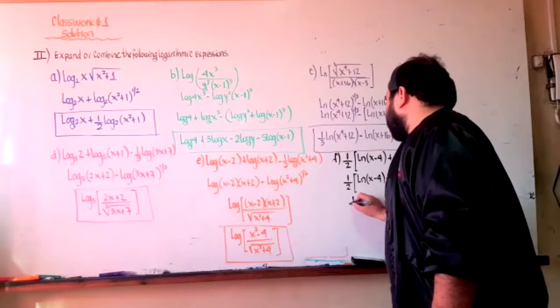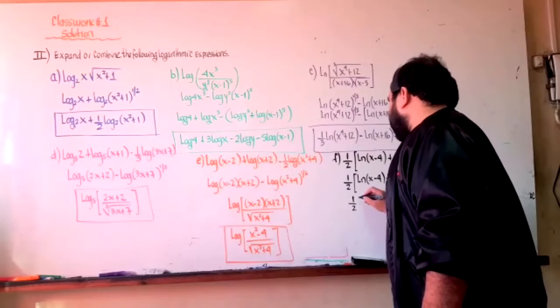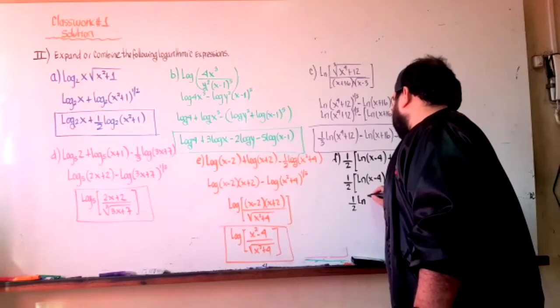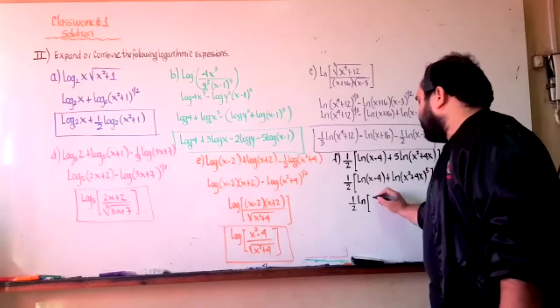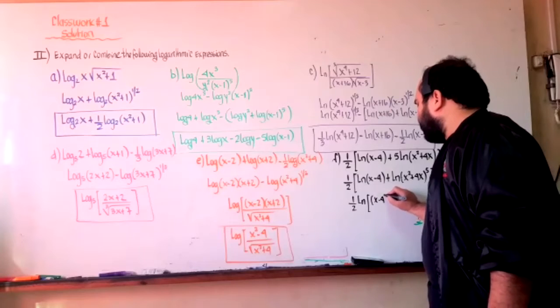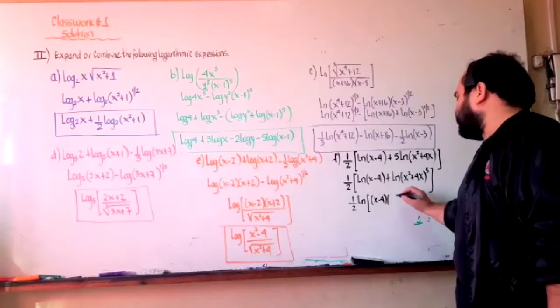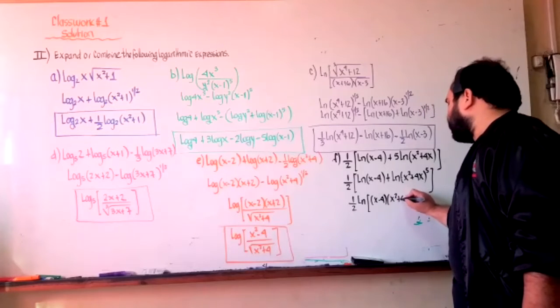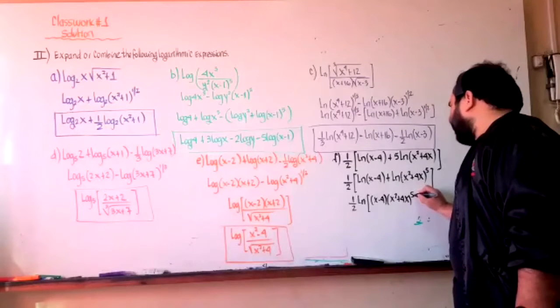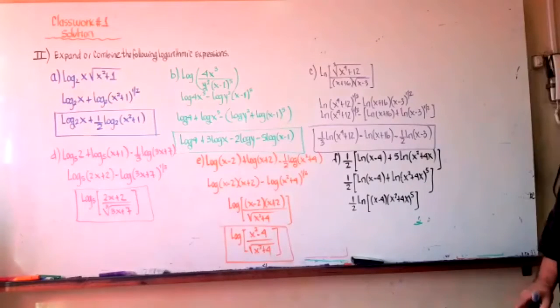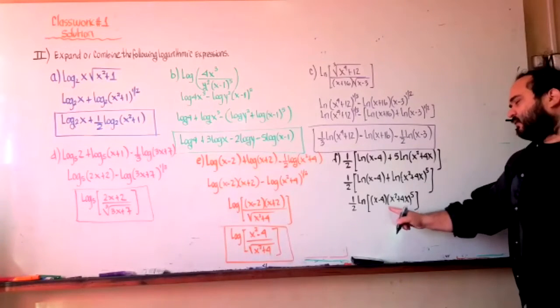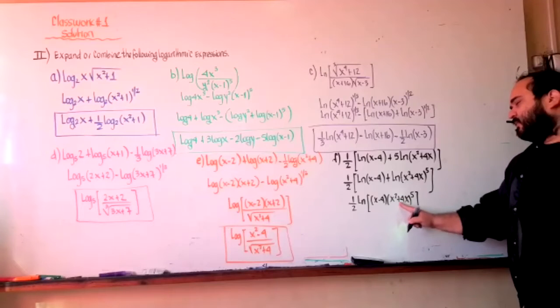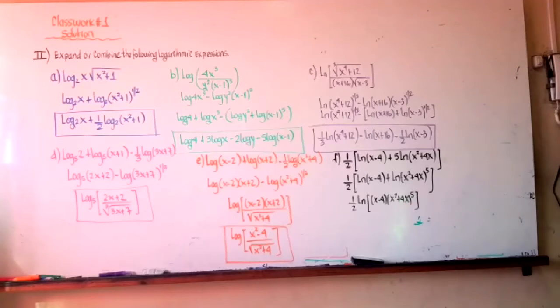I mean, 1/2 natural logarithm of what? x minus 4 parentheses x squared plus 4x to the 5th power. In this case, we cannot multiply this term because this binomial is protected by the 5th power.